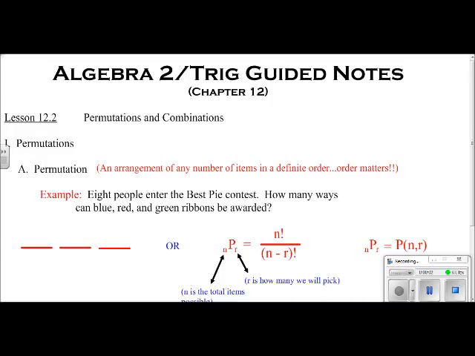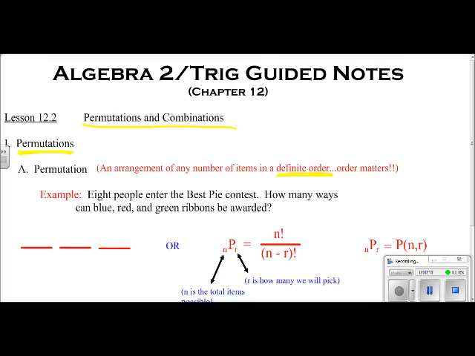Lesson 12.2 is all about combinations and permutations. We'll get to combinations later, but right now we're going to talk about permutations, which are an arrangement of any number of items in a definite order. The fact that order matters is very important here.